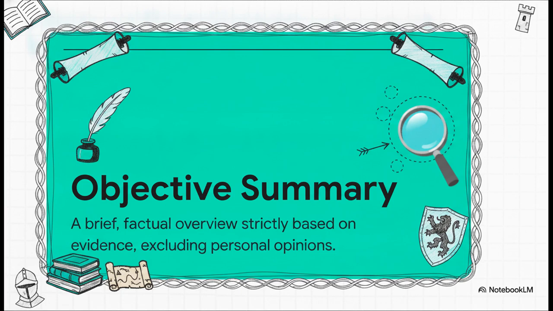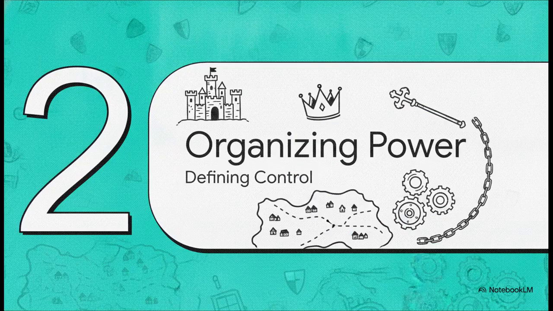When you write your summaries today, you're essentially acting as a historical reporter. You want your reader to trust you, right? And they're going to trust you if you provide clear evidence instead of just sharing your personal opinions. All right, moving right along to Section 2, Level A. Organizing power, defining systems of control.